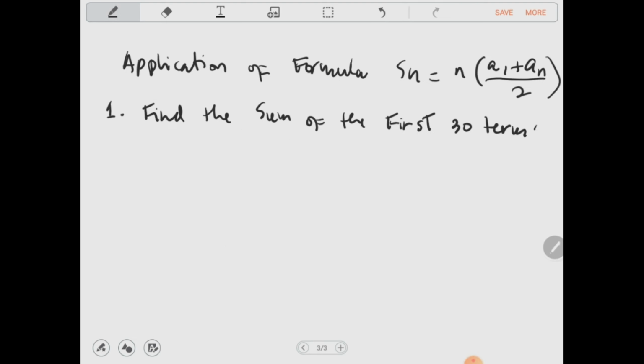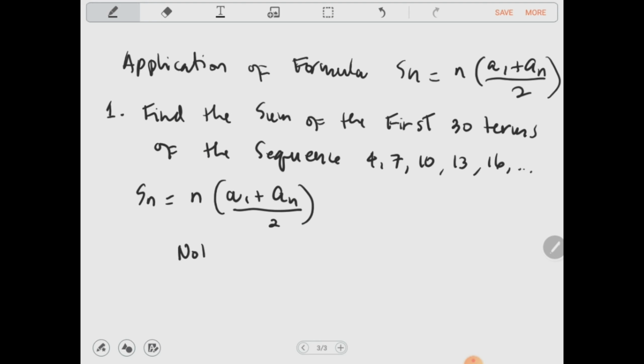Let us try to apply the formula for finding the sum of the given sequence. We have to find the sum of the first 30 terms of the sequence: 4, 7, 10, 13, 16, and so on and so forth. So we have to add all the 30 terms on this sequence. Okay, so let's have our formula, which is S sub n is equal to n times the quantity of a sub 1 plus the last term, divided by 2.